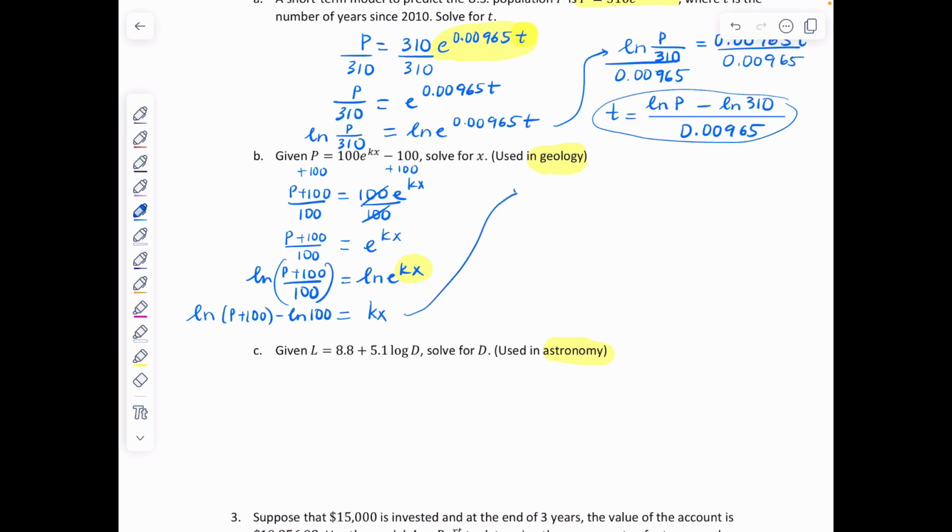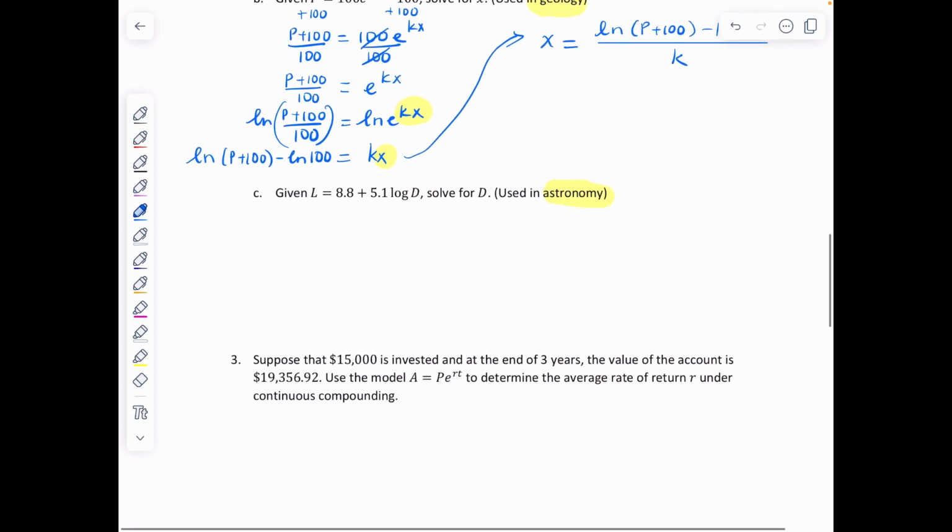Okay, don't lose sight of your goal here. We're still trying to solve for x, so we need to get rid of that k. So we'll just divide both sides by that k. So the final answer would be ln(p + 100) minus ln 100, and then all over that k.